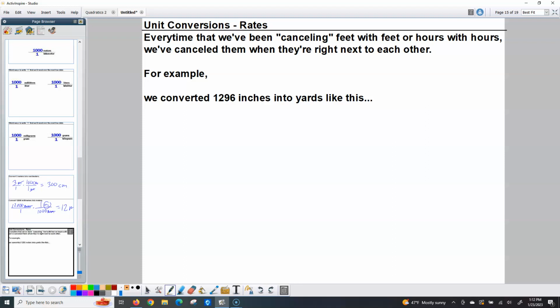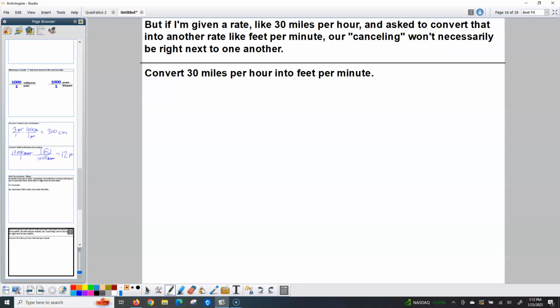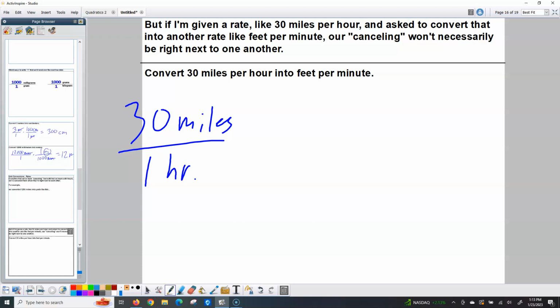And this one, in the past, we've converted 1,296 inches into yards. But if I'm given a rate like 30 miles per hour and I want it to be rewritten in feet per minute, some of our canceling is not going to be right next door to each other. So it's going to be the same stuff. So I'm going to start with 30 miles for 1 hour, 30 miles per hour. And I want that to be in feet per minute. So I'm going to change the miles to feet to start with.